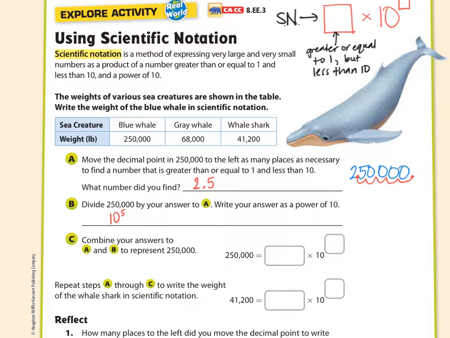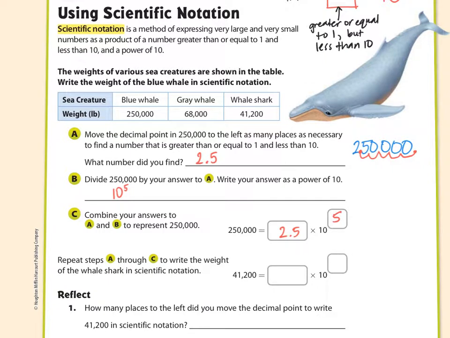Part C says combine our answers to the last two parts, so that the number 250,000 is the same as 2.5 times 10 to the 5th power. Just to use some vocab here, 250,000 we call standard form or standard notation. I use that term when we're dealing with exponents. And then the second part, we call this scientific notation. That's the name of the lesson. Sometimes I might say leave your answer in scientific notation or write your answer as standard notation. Let's go on to the next page.